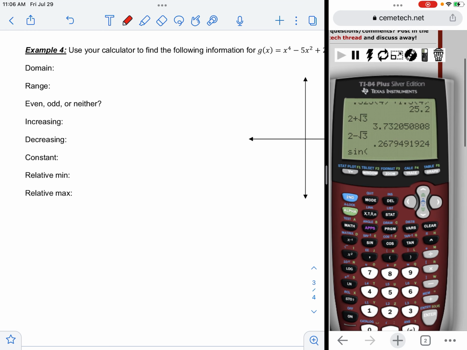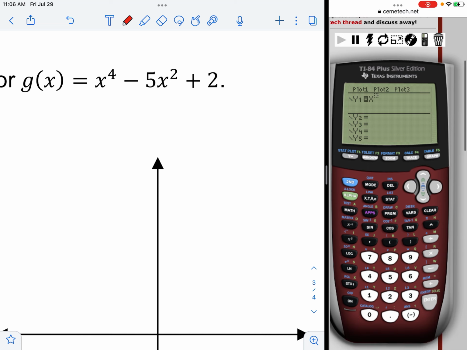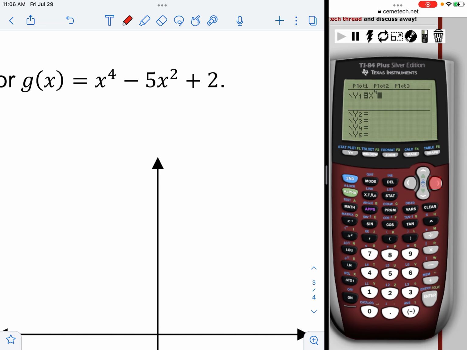All right, so we need to first put our equation into our calculator. I'm going to clear all this stuff out here. We're going to go to y equals. We're going to clear out anything that's already typed in there, and then we're going to type x to the fourth power, get out of the exponent, minus 5x squared plus 2.